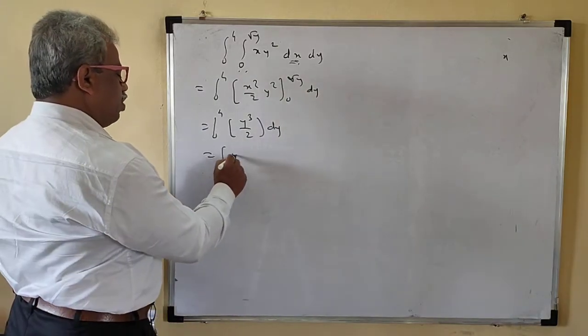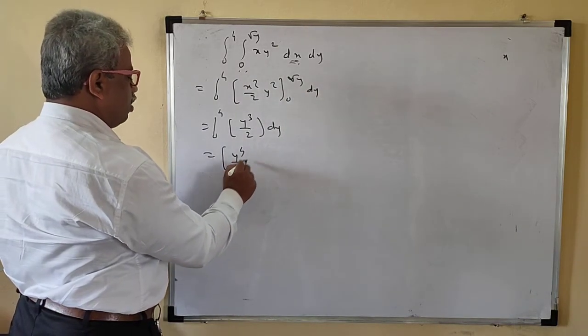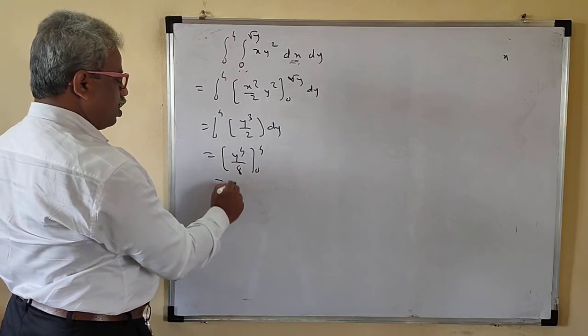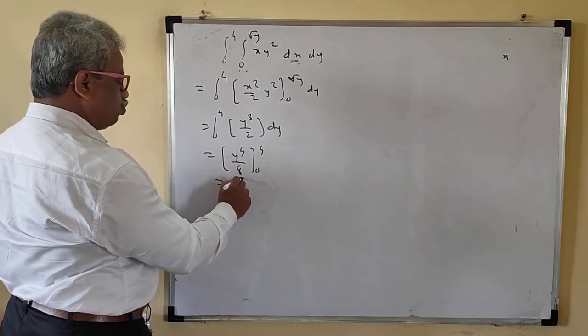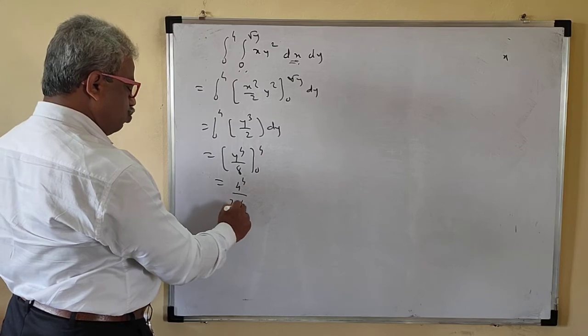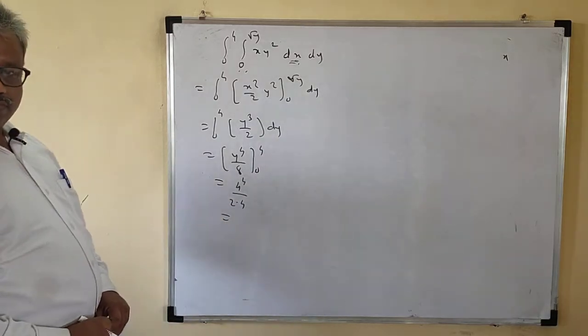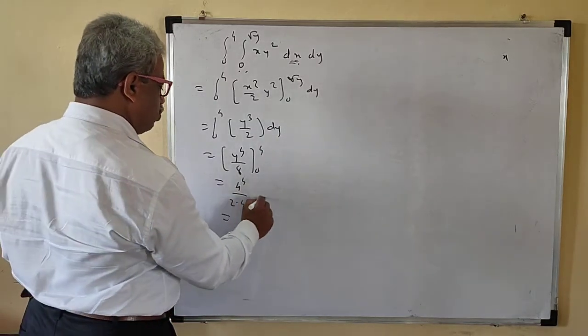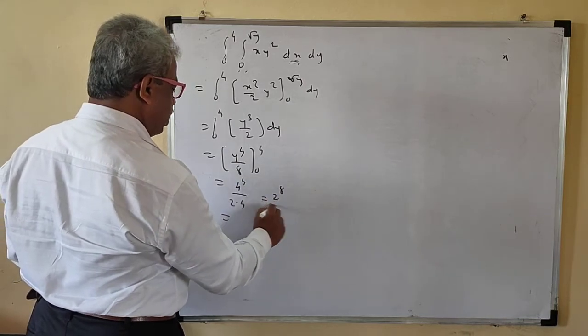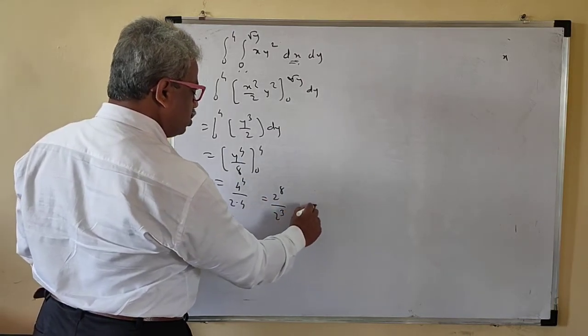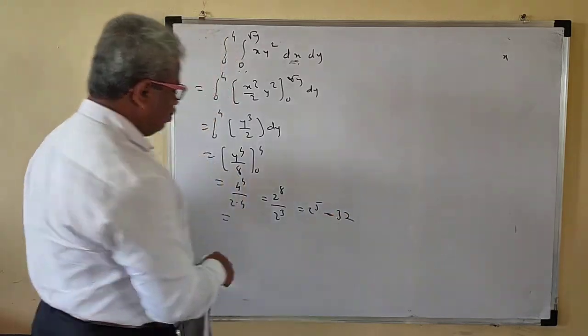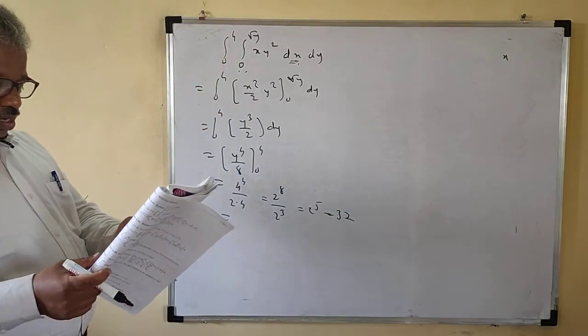So this will then be y raised to 4 upon 8, from 0 to 4. So this is 4 raised to 4 upon 2 into 4. So 4 cube, that means 4 raised to 4 means 2 raised to 8, upon 2 raised to 3. So this is 2 raised to 5, which means 32. So your required answer is 32.